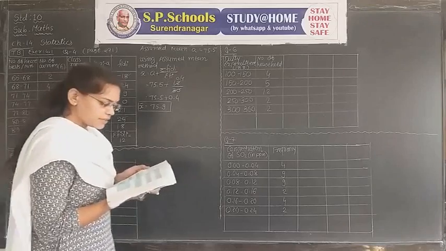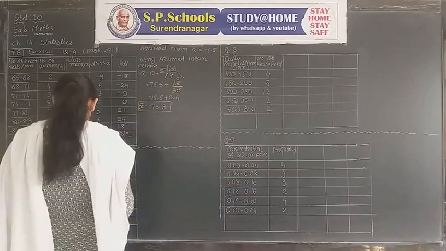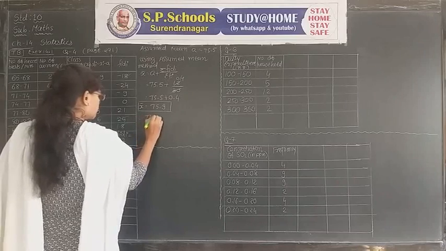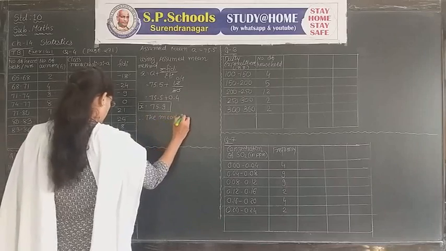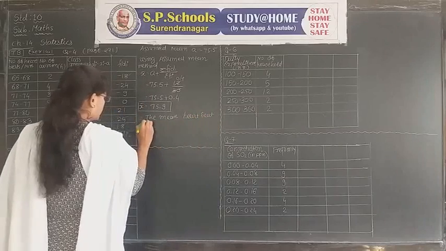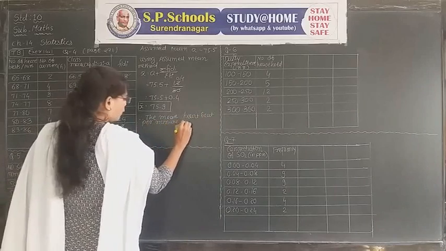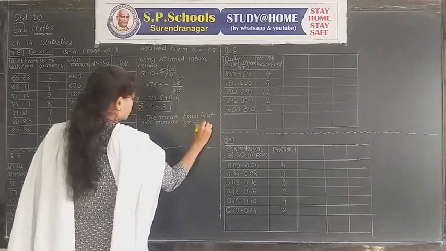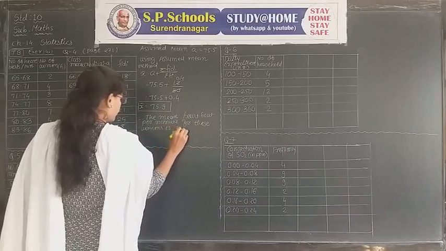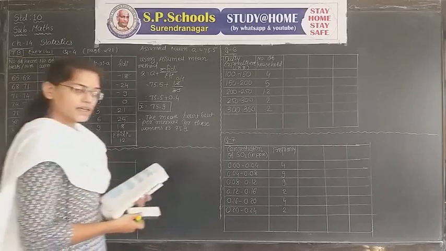Here the question says to find the mean heartbeats per minute for this woman. Therefore, the mean heartbeat per minute for this woman is 75.9, which is our answer. Hence, the fourth number is completed here.